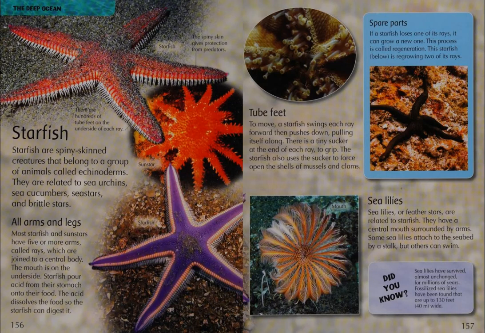Sea lilies. Sea lilies, or feather stars, are related to starfish. They have a central mouth surrounded by arms. Some sea lilies attach to the seabed by a stalk, but others can swim. Mouth. Did you know? Sea lilies have survived, almost unchanged, for millions of years. Fossilized sea lilies have been found that are up to 130 feet, 40 meters, wide.